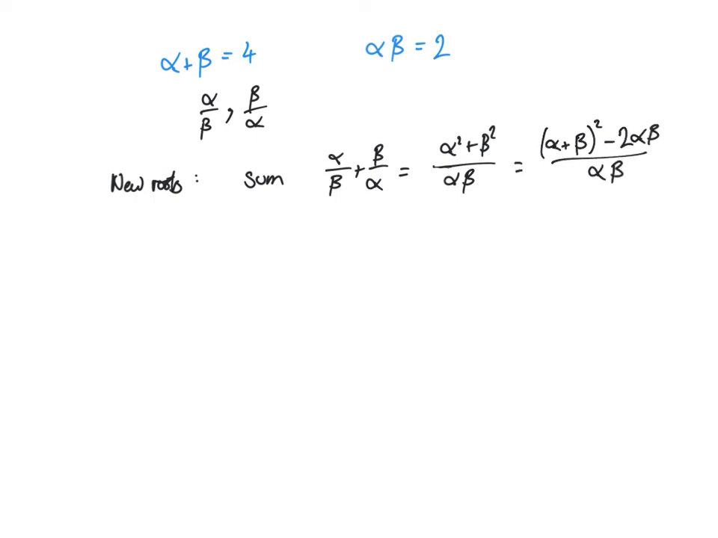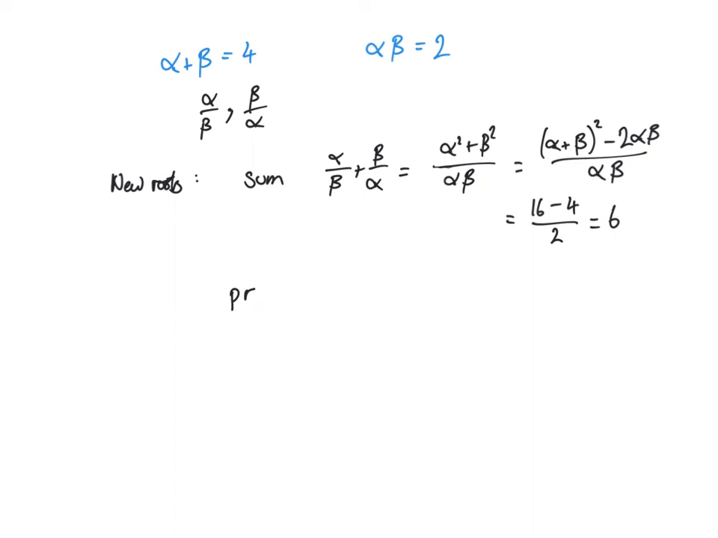And now this is great because everything that we have here is written in terms of alpha plus beta, which we know is 4, and alpha beta, which we know is 2. And so we can just substitute this in. So alpha plus beta squared is 16, 4 squared, minus 2 times 2 is minus 4, and that's all over 2. So that's 12 over 2, which is 6.